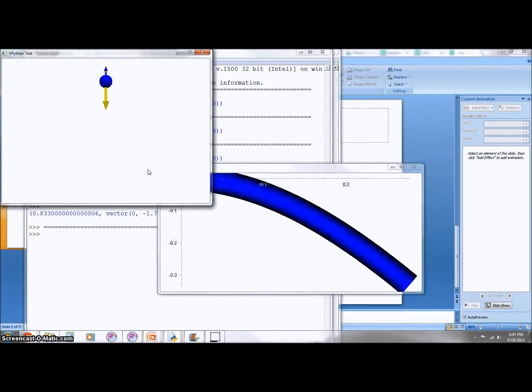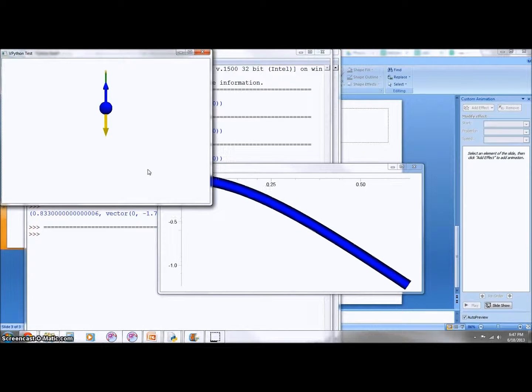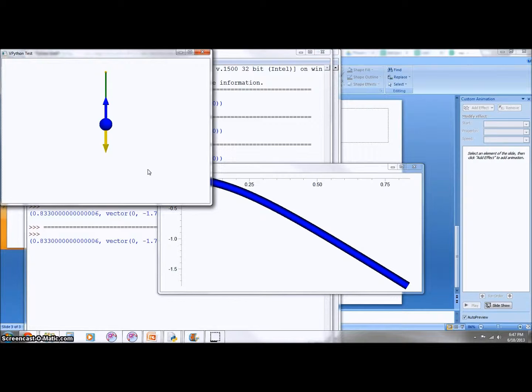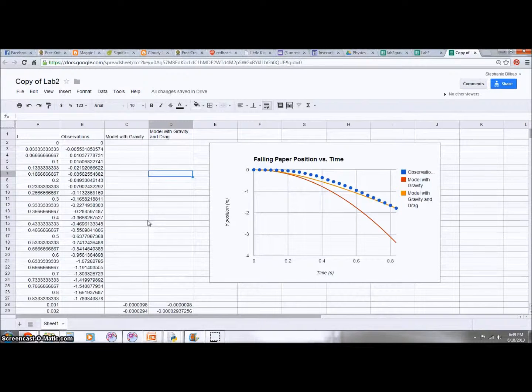The yellow arrow indicates the gravitational force downward. The blue arrow shows that the drag force is in the opposite direction of the ball's velocity. Initially, the drag force is very small, but as the ball's velocity increases, the drag force also increases. When we add the information from our second model to the spreadsheet and graph it, we can see that the second model much more closely predicts the motion of the falling paper.